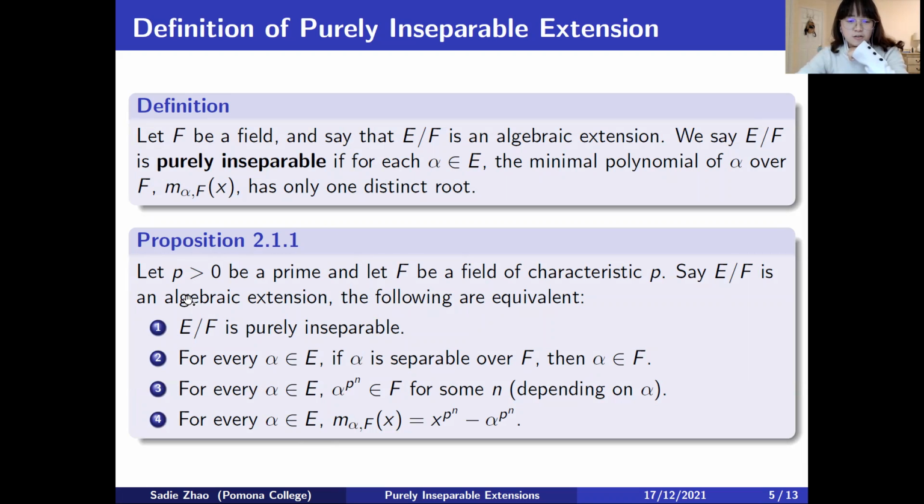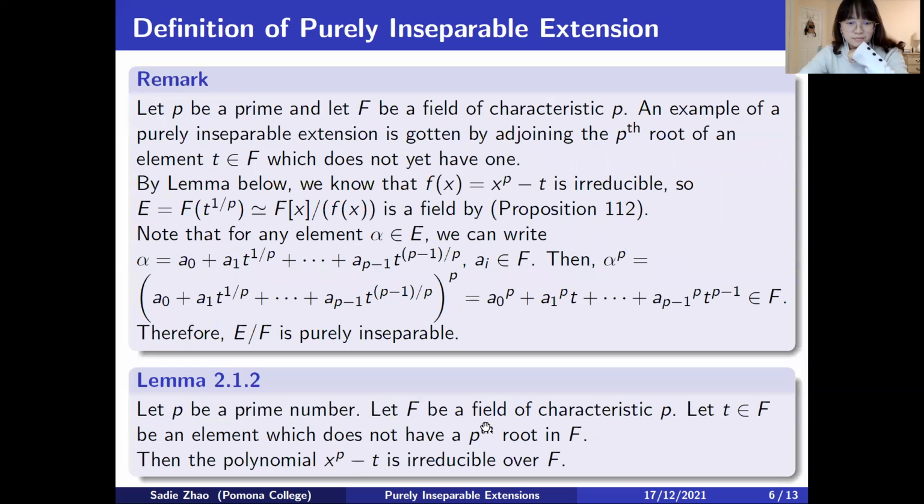That says if E over F is a purely inseparable extension, then it's actually if and only if: for every alpha in E, there exists some n such that alpha to the power of p to the power of n is in F, and the minimal polynomial of alpha over F is equal to x to the power of p to the power of n minus alpha to the power of p to the power of n. We will use these two definitions over again later, and this is actually a more common definition most mathematicians use.